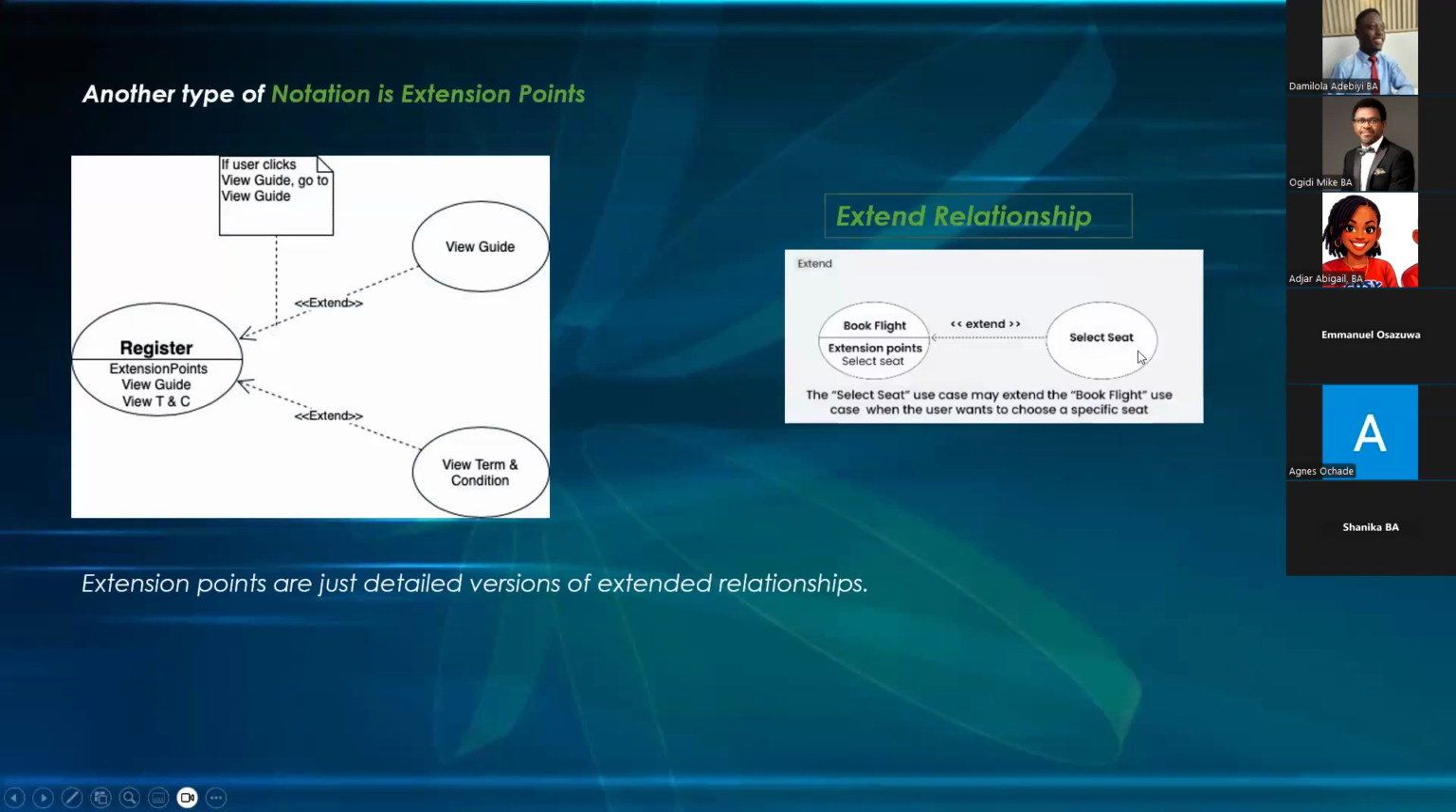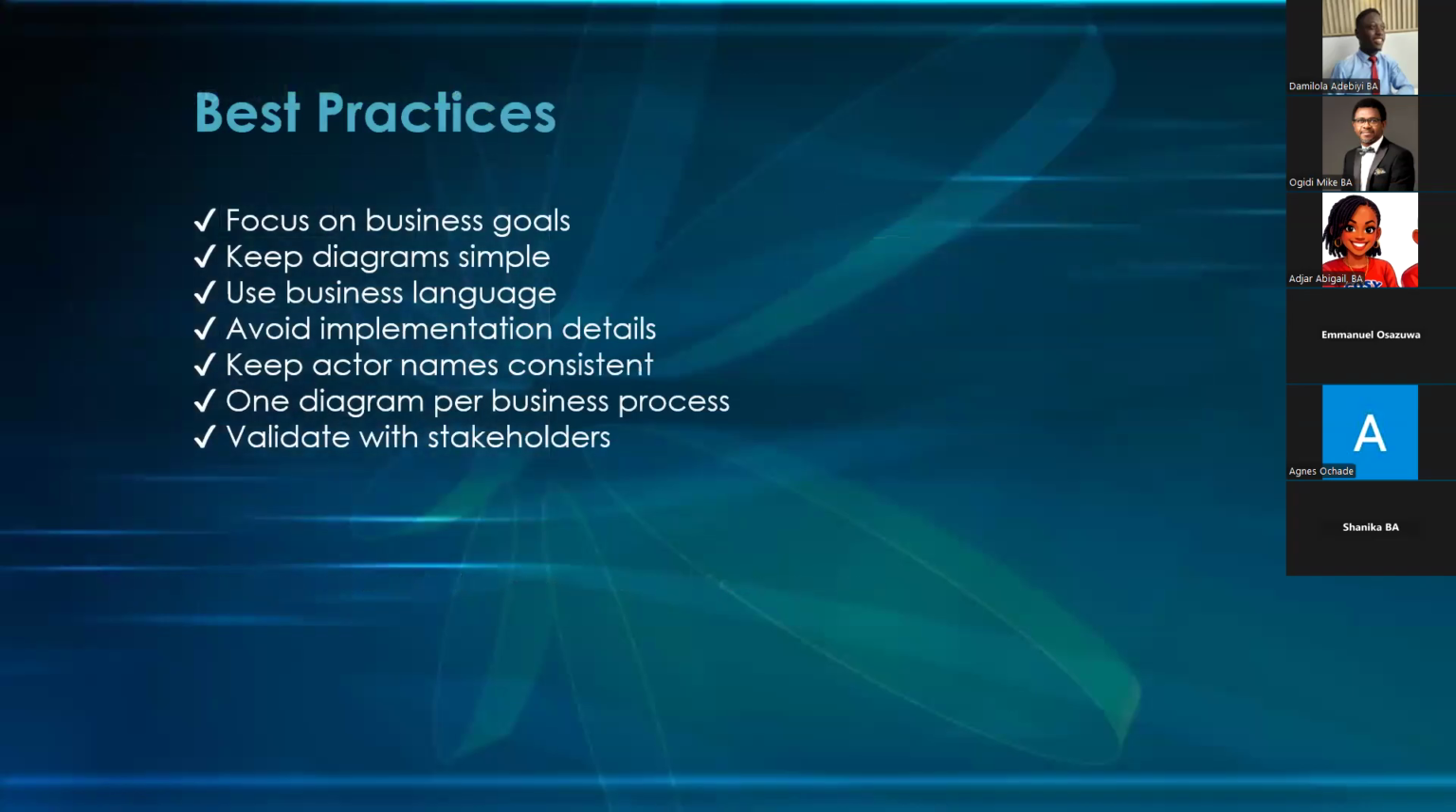You see this use case here. It says select seat, book flight. Now, you always want to use action words. For example, select is an action word. That's a verb. Seat is a noun. Seat is a thing. So you always want to use an action and a noun. That's a naming convention. That's why I said here, use business language.